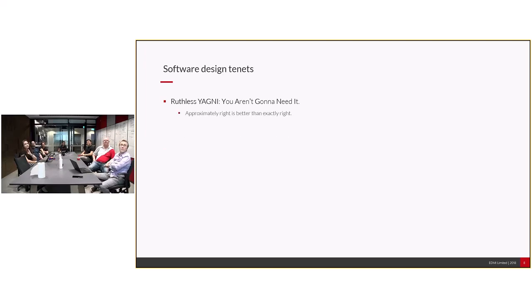Okay. So again, the philosophy here is approximately right isn't better than exactly right, right? So you want things just in time. Cleanest possible code that works is the thing, right? You don't want perfect code. Nobody wants perfect code.